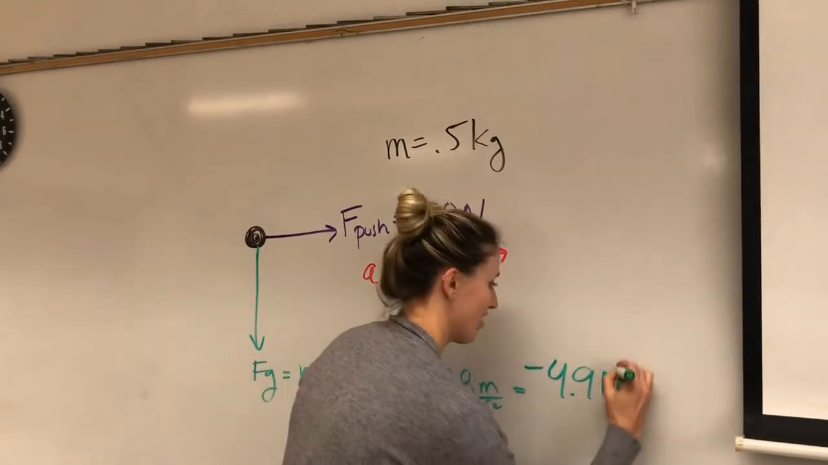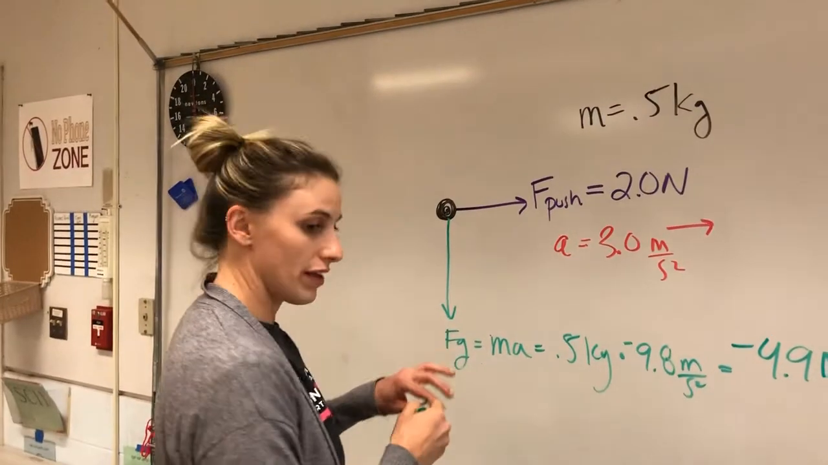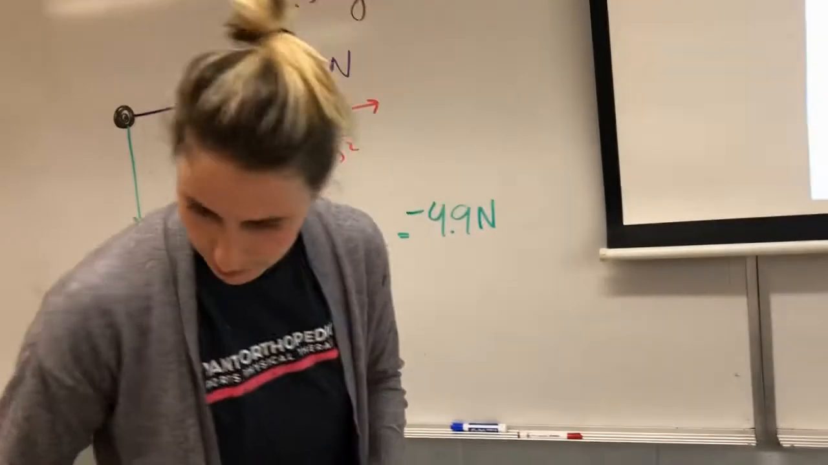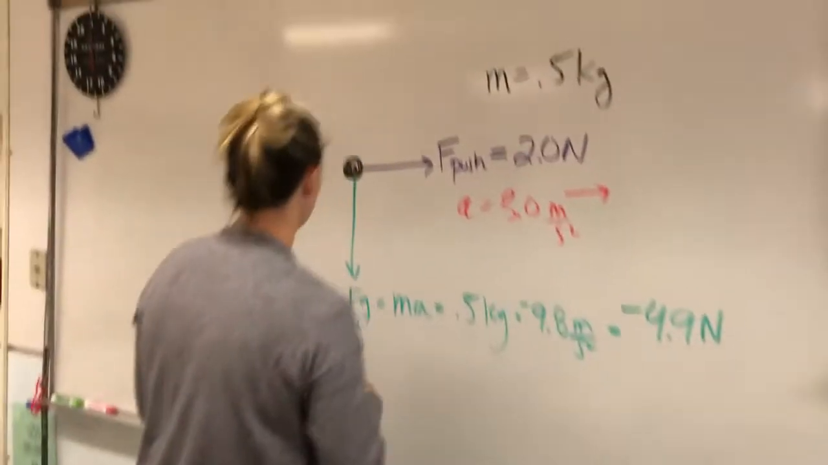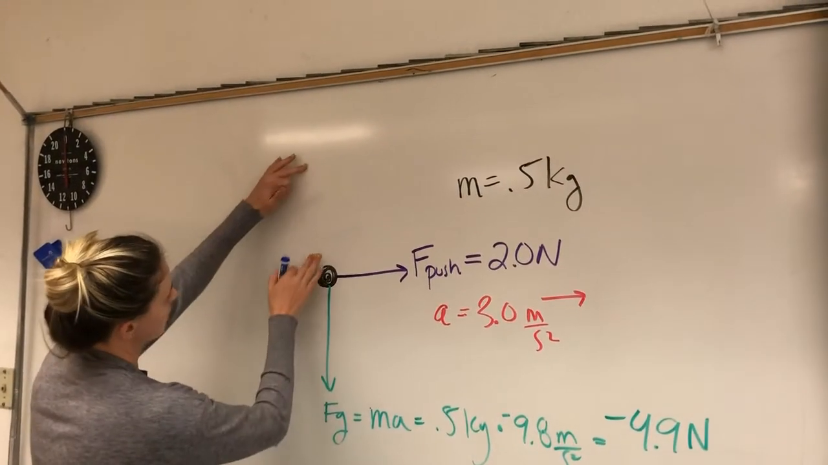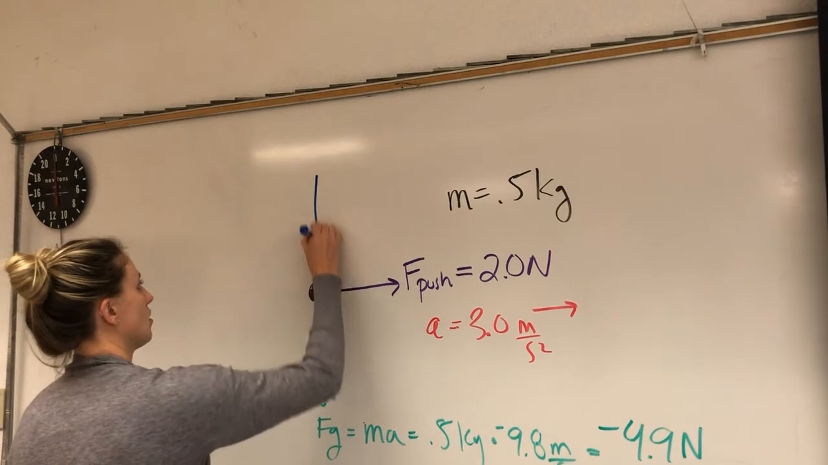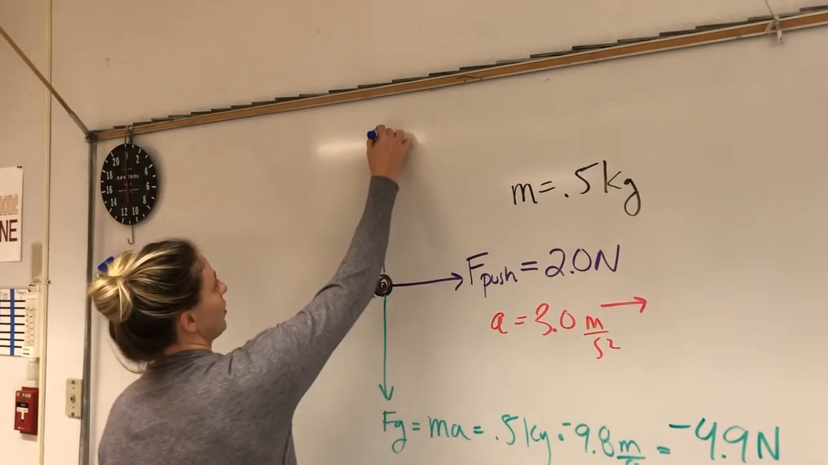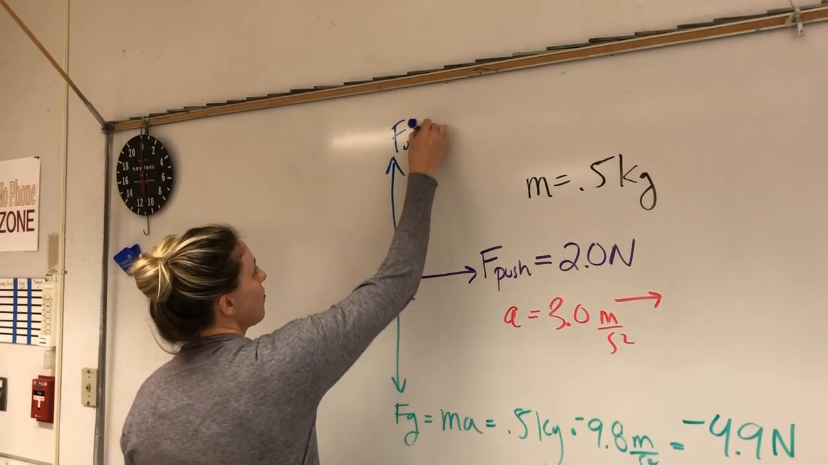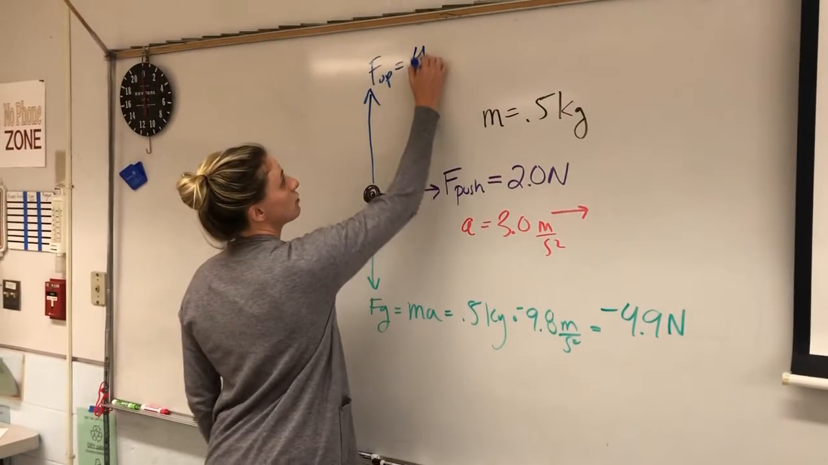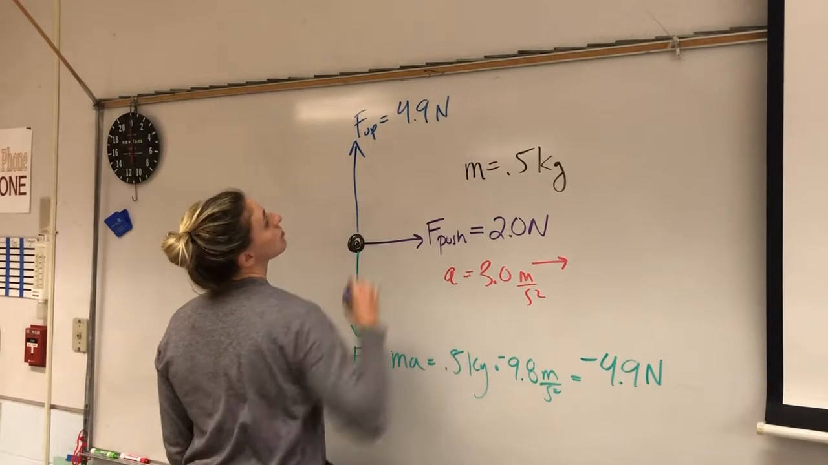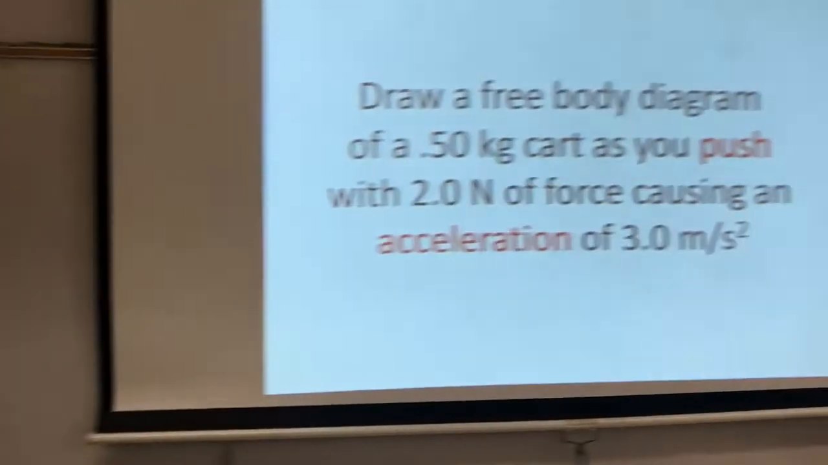What other force can we put in here? Well, is the cart flying up? It is not. So equal in size, opposite in direction. That is a little crooked, but we're going to go F up, the force up. It's equal in size, opposite in direction, so it's going to be 4.9 newtons. Yep. All right, so we have completed the task.